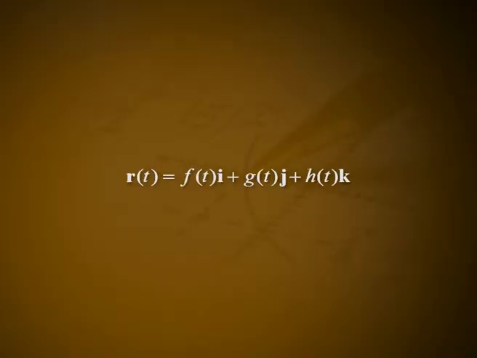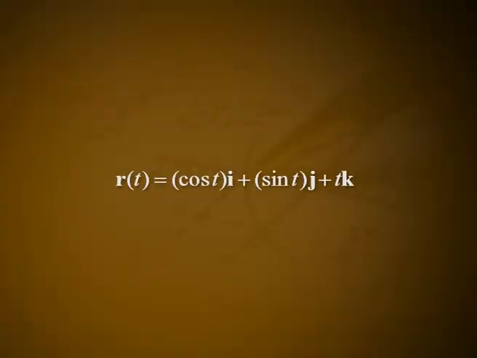The vector function r(t) = f(t) i + g(t) j + h(t) k is continuous at t = t₀ if and only if the component functions f, g and h are continuous at t₀. Example 5. The function r(t) = cos t i + sin t j + t k is continuous because the component functions are continuous.